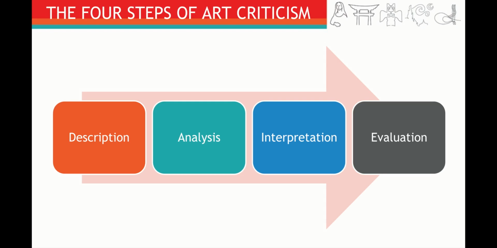So the 4 steps of art criticism are description, analysis, interpretation, and evaluation. And you'll see this arrow goes from left to right. So we start with description, we move to analysis, then interpretation, and then evaluation. But what do those words really mean?